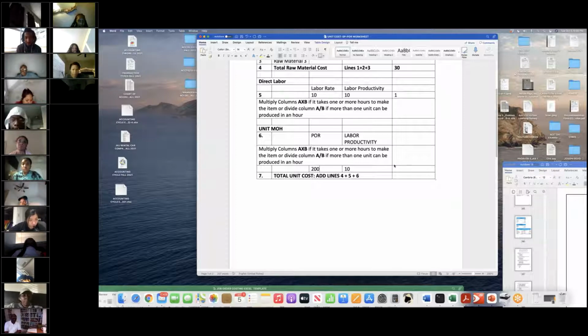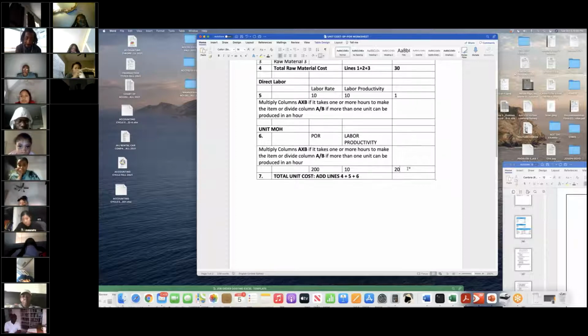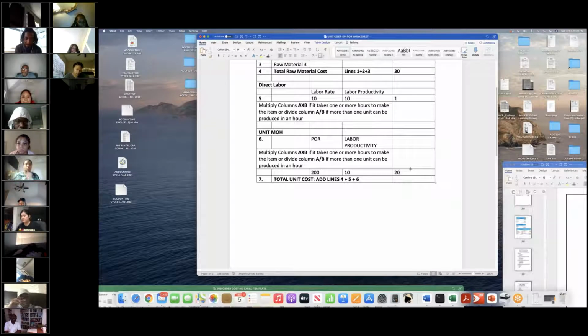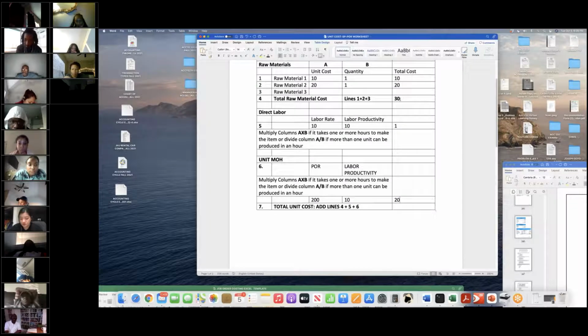And since we divide, we're going to have to divide the POR by 10. And so what's that going to give us as a POR? 20. That's where I messed up, Professor. I didn't divide the 200 by 10. Okay. So we add 30 plus 1 plus 20, what do we get? 51.